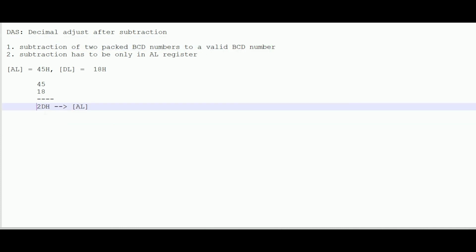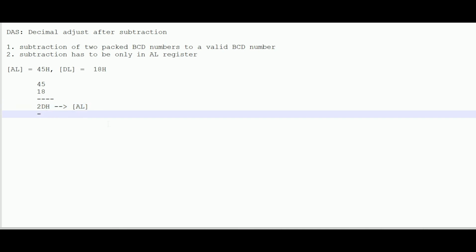If you see this 2D, let us go by nibble. The lower nibble is D, which is not a valid BCD number. What we have seen in DAA is that if it is not a valid BCD number, we have to add 6. In the case of DAS, if it is not a valid BCD number, we have to subtract 6. So let us subtract 6.